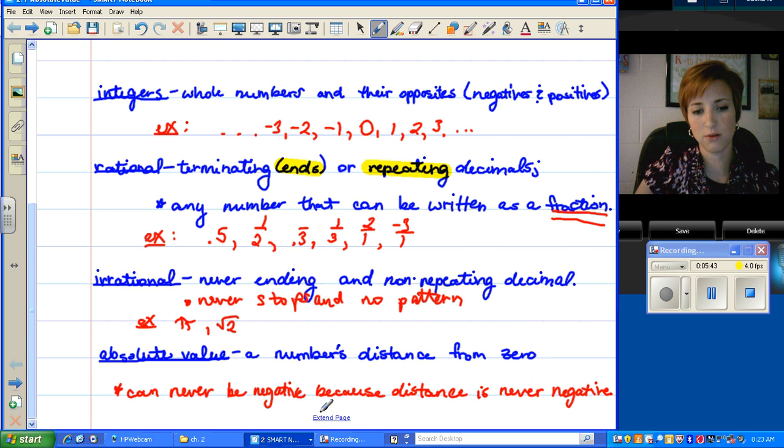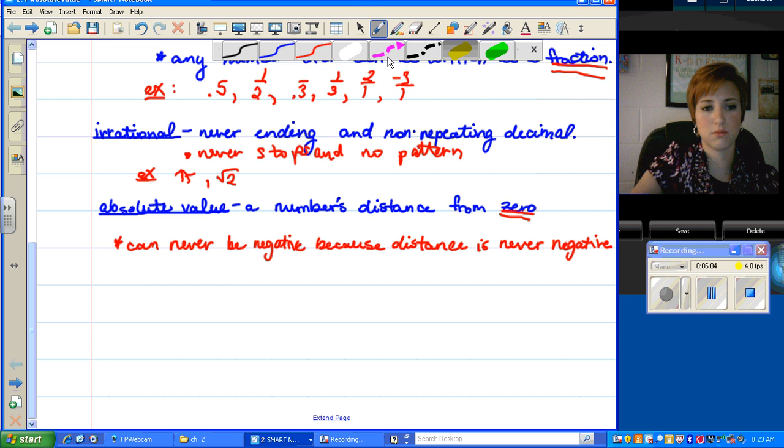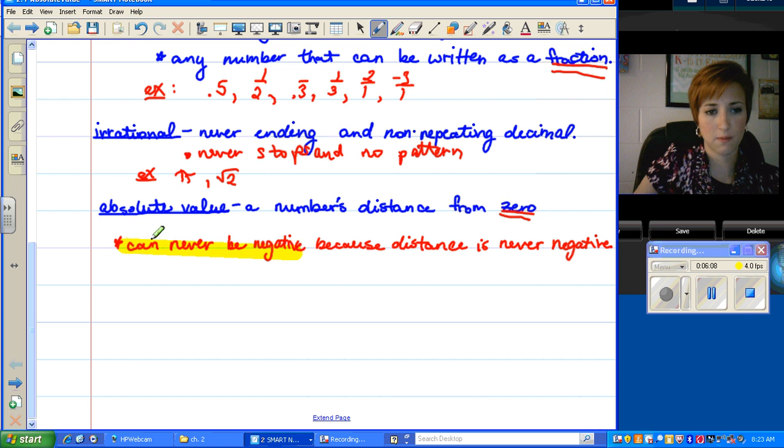Our very last vocabulary word is not a subset, it's just a vocabulary word, absolute value. Now, absolute value is a number's distance from 0, okay? And because distance can never be negative, absolute value can never be negative. So this is the big part. Absolute value can never be negative because it's the distance, and distance can't be negative.